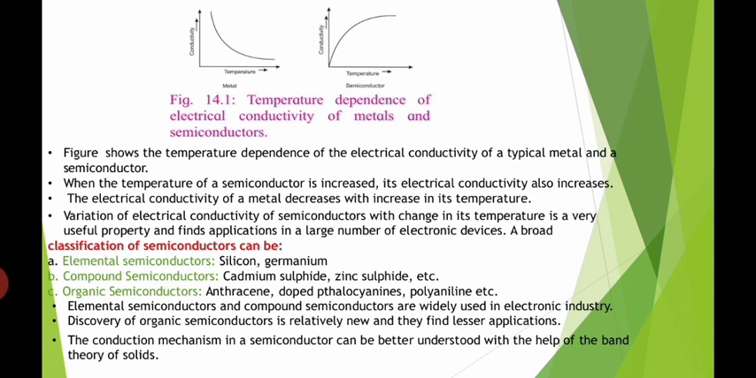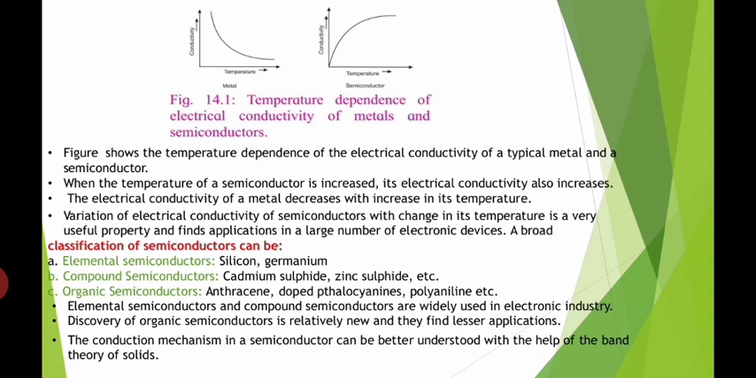Classification of semiconductors. Elemental semiconductors: examples are silicon and germanium. Compound semiconductors: cadmium sulfide, zinc sulfide, etc. Organic semiconductors: anthracene, doped phthalocyanines, polyaniline, etc. Elemental and compound semiconductors are widely used in the electronic industry. The discovery of organic semiconductors is relatively new and they find fewer applications.